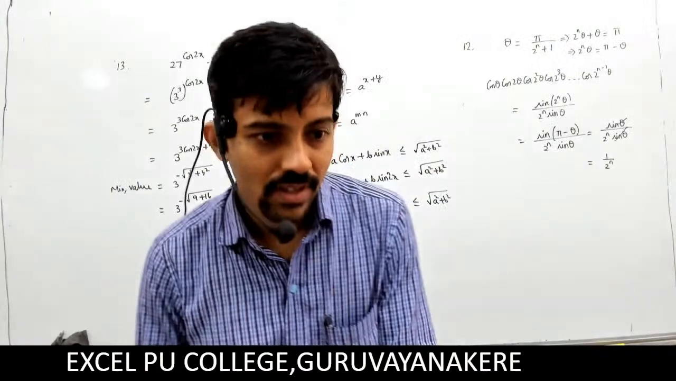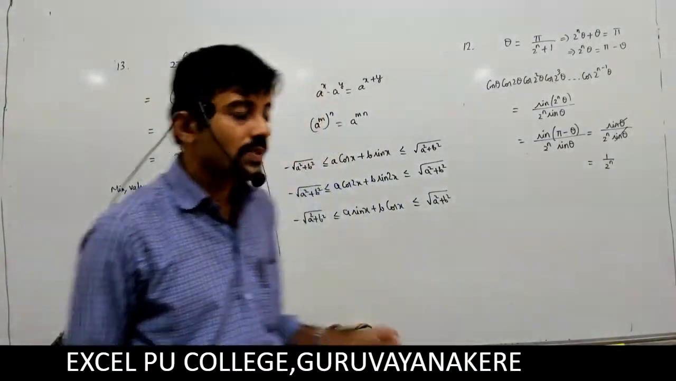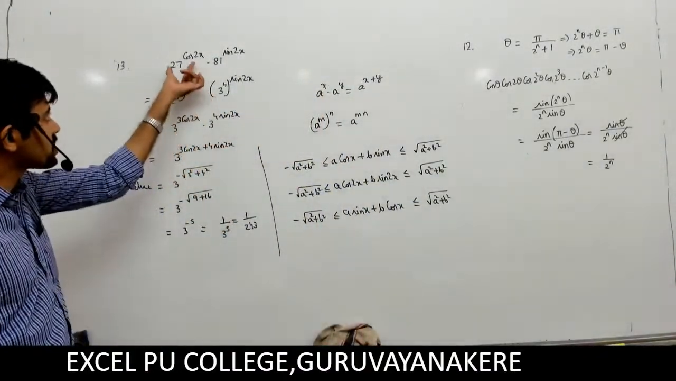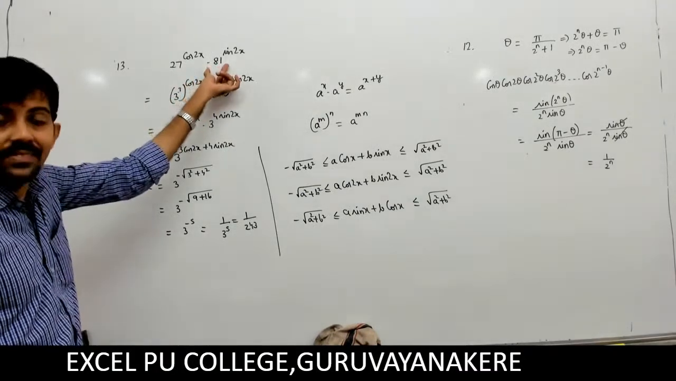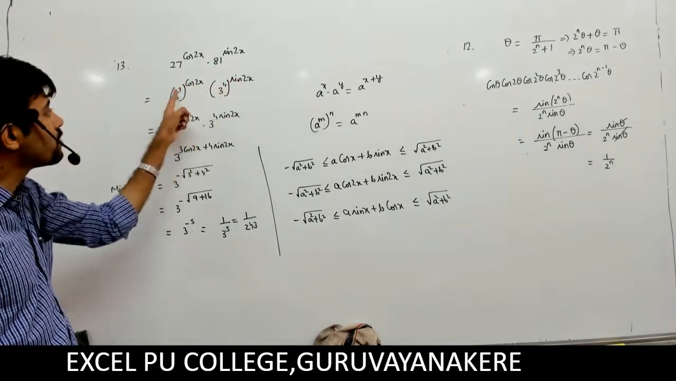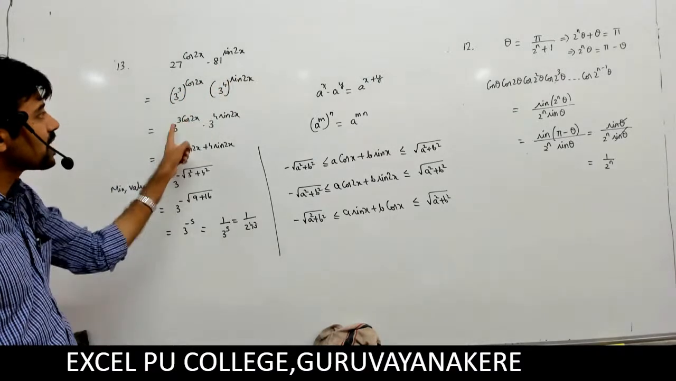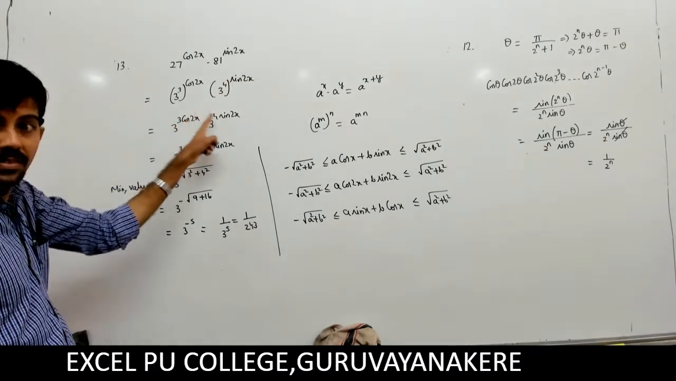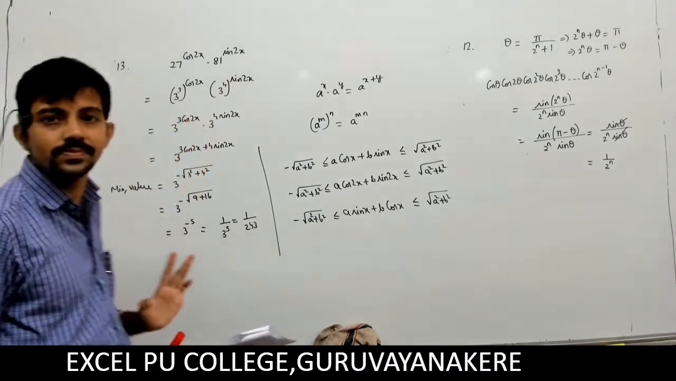Nice question. You have to simplify this. First, 27 is 3 cube, 81 is 3 power 4, and the powers get multiplied. The bases are the same, so add the powers, then apply the result.